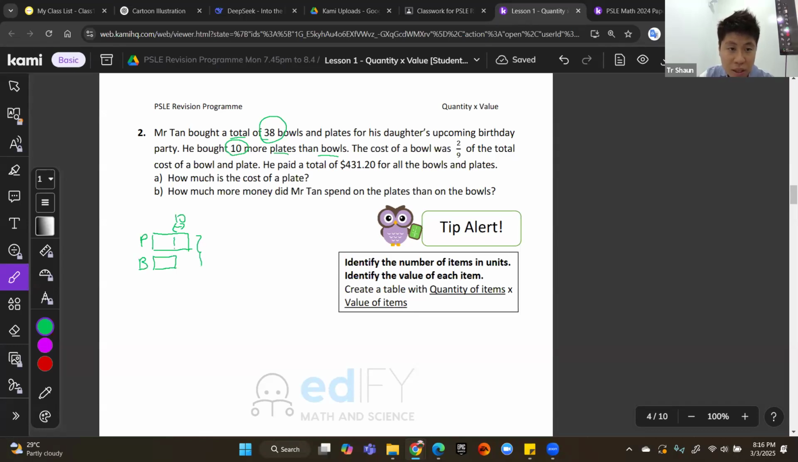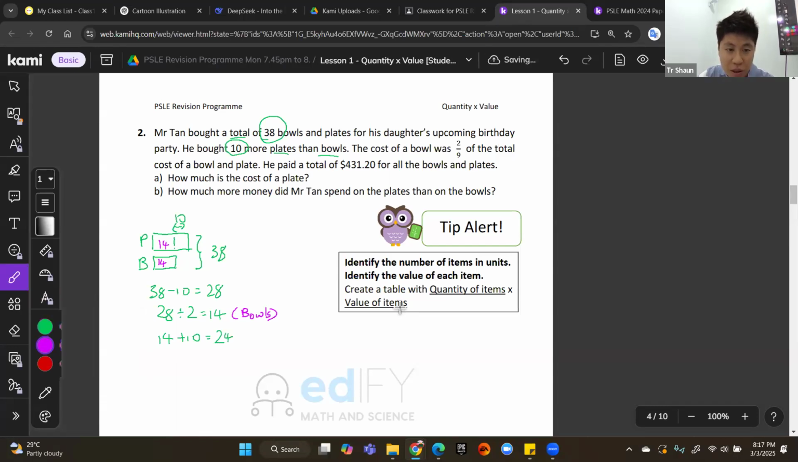The total is 38. You can easily do a quick sketch of a comparison model, and I get 38 minus 10, which gives me 28. 28 divided by 2 gives me 14. So bowls are 14. And plates are 14 plus 10, which is 24.